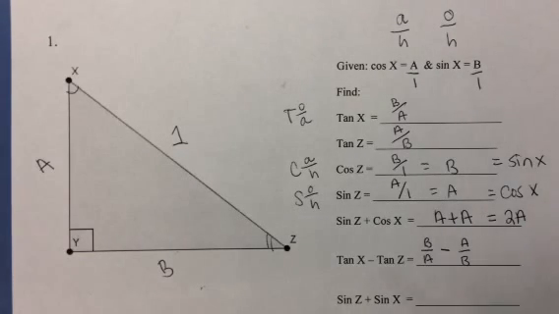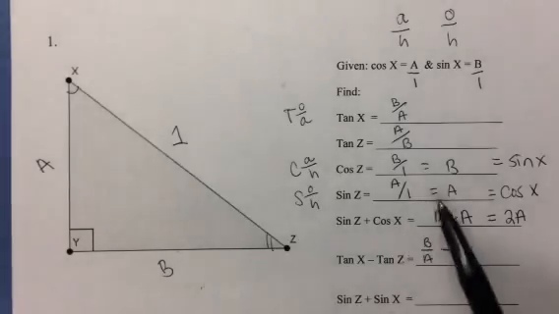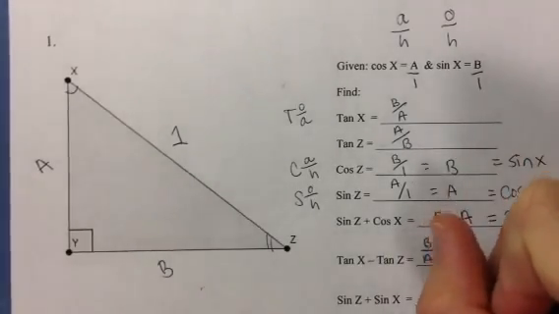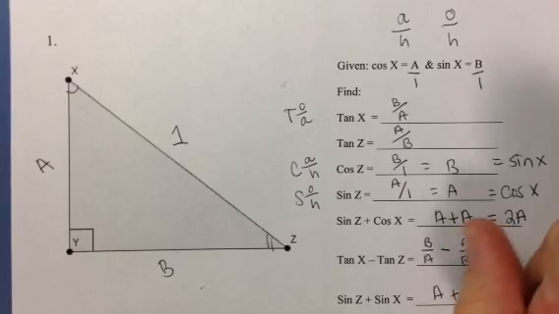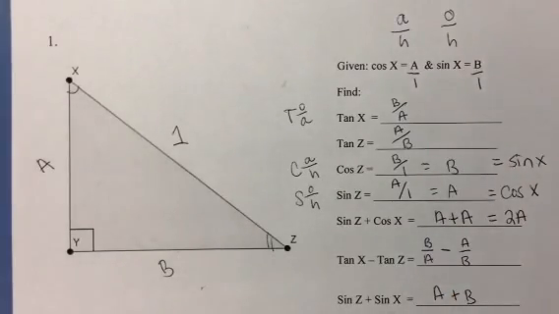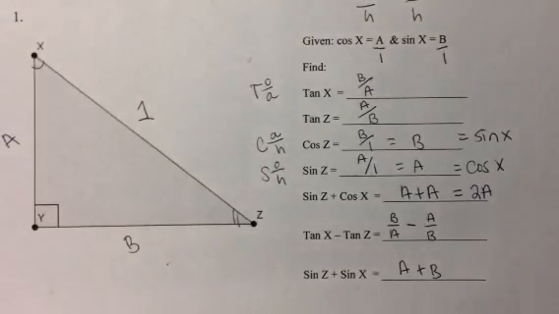And then lastly, the sine of z plus the sine of x. Well, we already found the sine of z, and we said that that was a, and we were given that the sine of x was b, so we could just call that a plus b. All right, and that's all we have to do for problem 1.